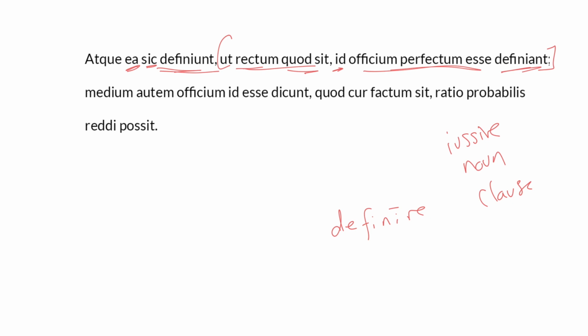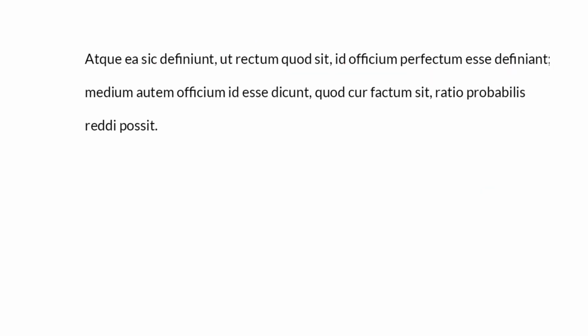So this quod here is nominative as the subject of sit, and rectum is also nominative as the predicate of quod. Within definiant, we take id as the accusative object of definiant, or actually the accusative subject of esse, and officium perfectum as the accusative predicate of id, because this introduces indirect statement.